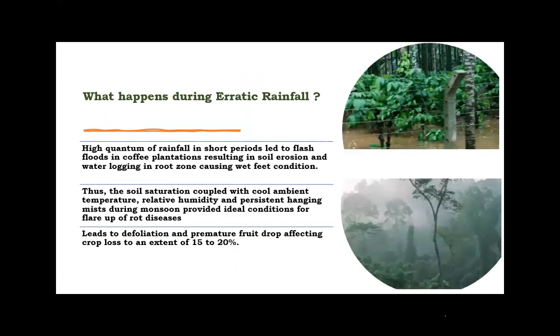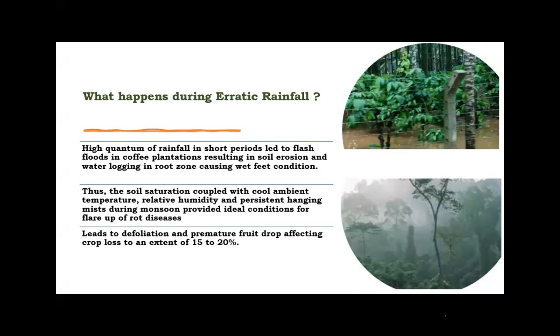Then what happens during the erratic rainfall? Because it is in the monsoon season only that we will be noticing all these rot diseases. Due to the high quantum of rainfall we receive in very short periods, there are floods in coffee plantations, resulting in soil erosion and waterlogging in the root zone, causing wet foot condition.